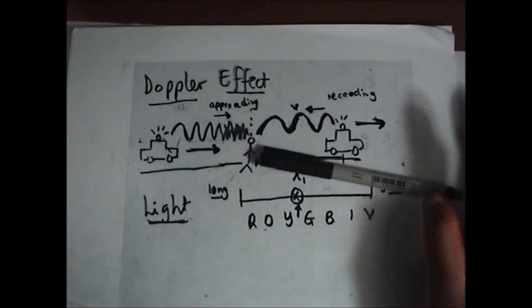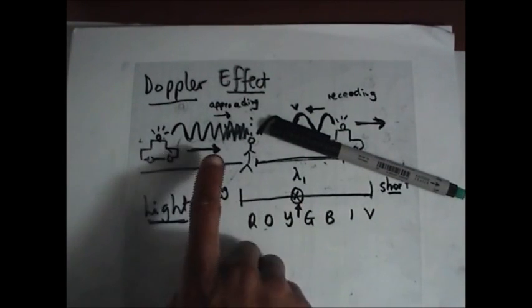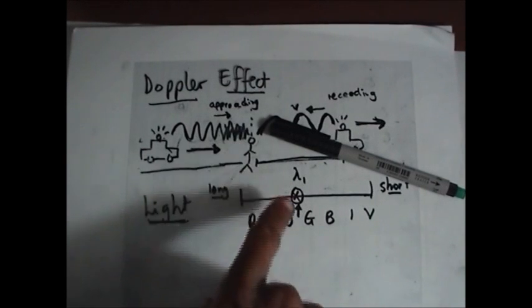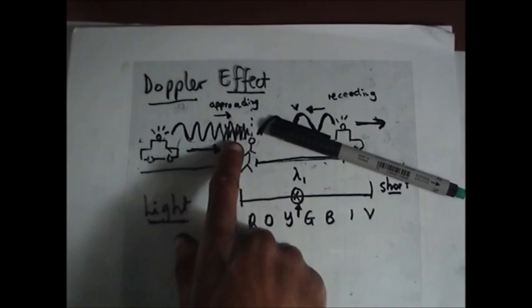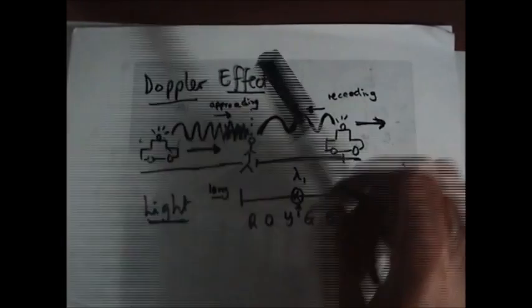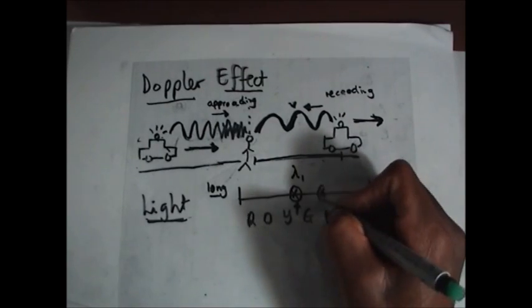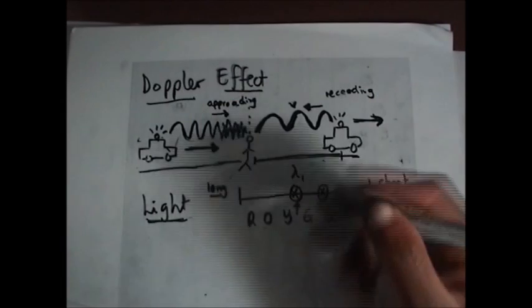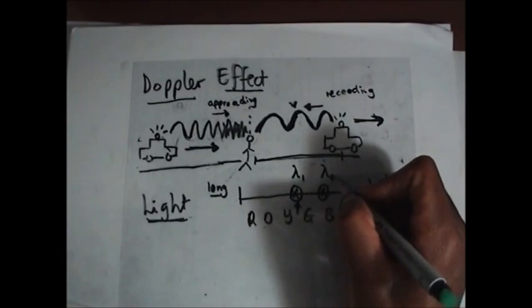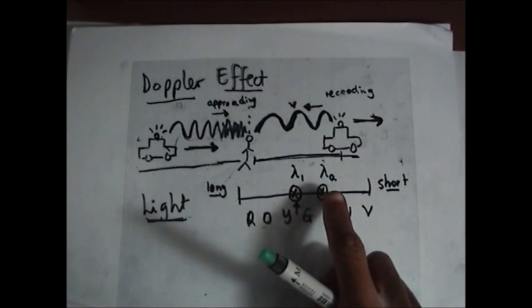When we just put it there, it had a color in this range. But look at it, its wavelength is not this wavelength anymore because it's being shortened. So I'm now observing a wavelength that has been shortened. It is approaching, so I'm going to call it the wavelength of approach. That's the wavelength of approach that I'm now observing.